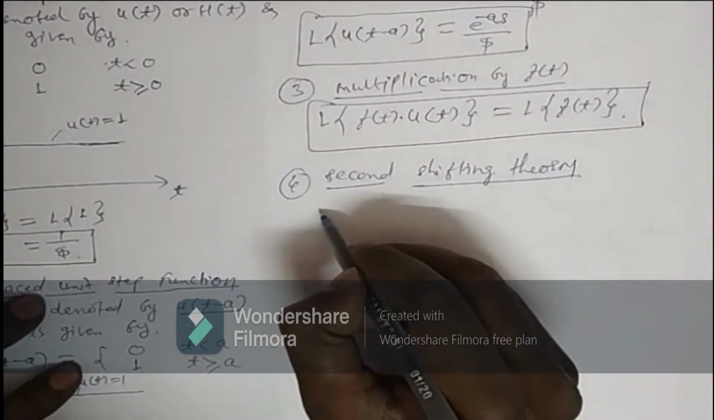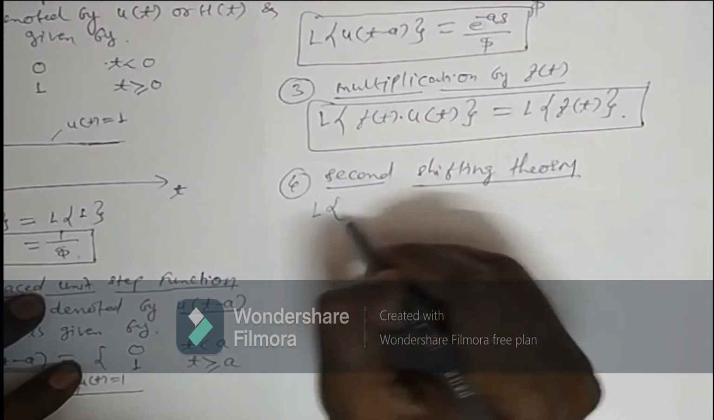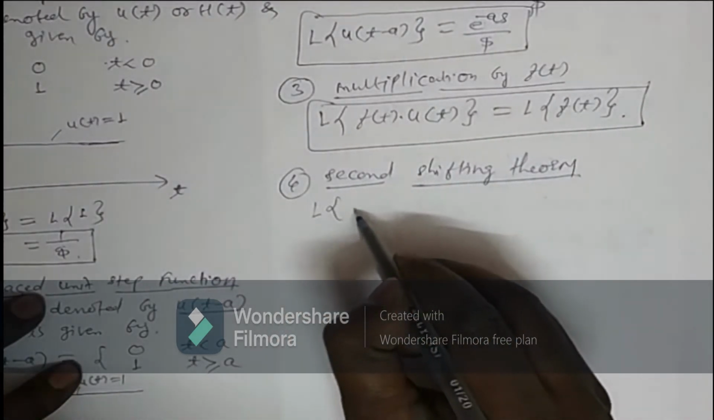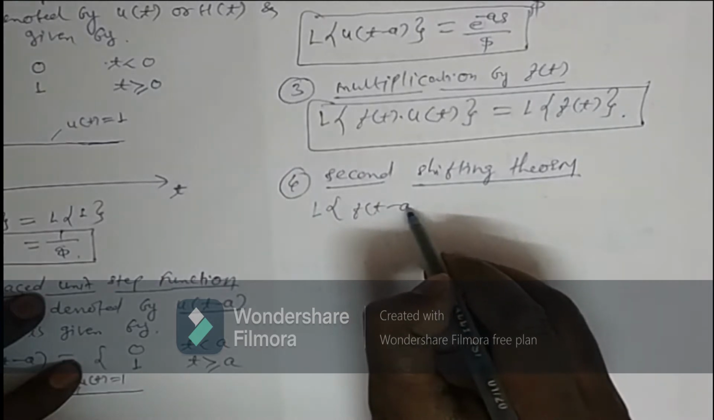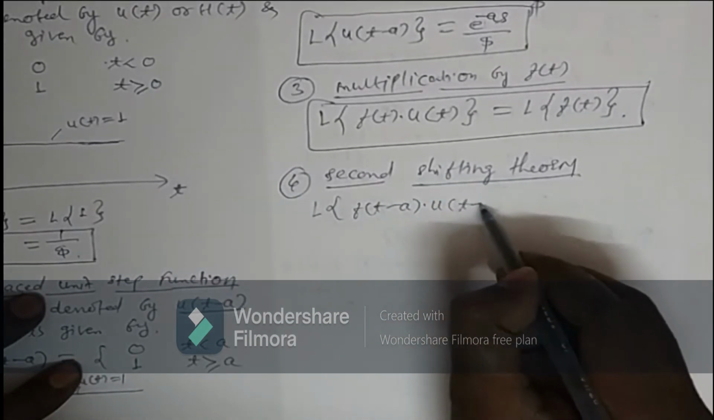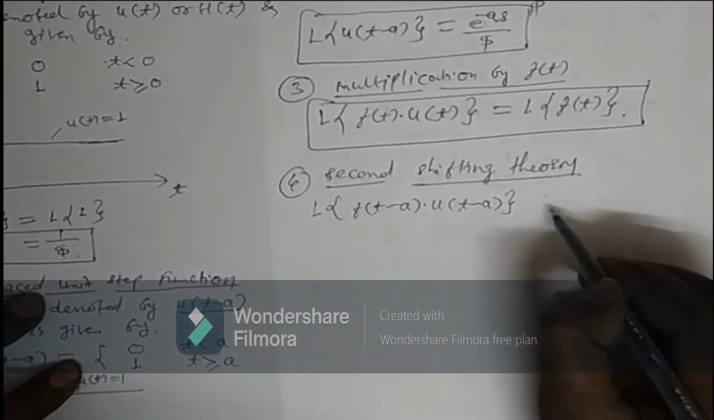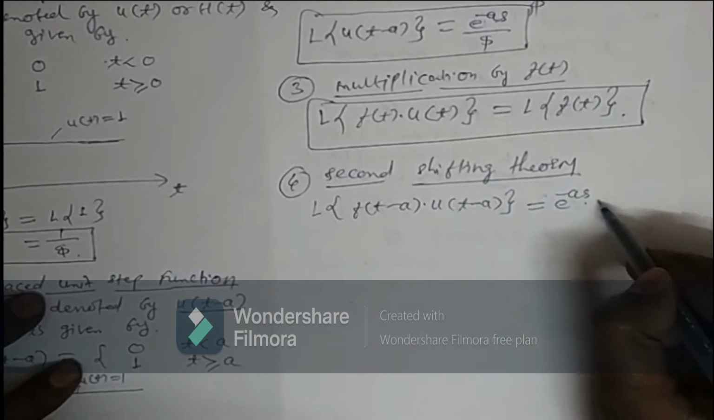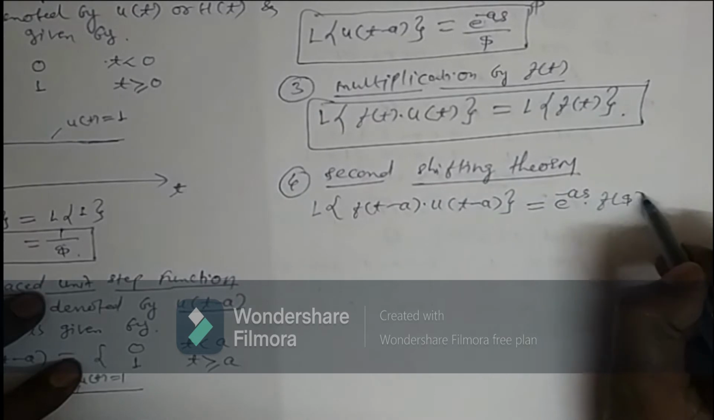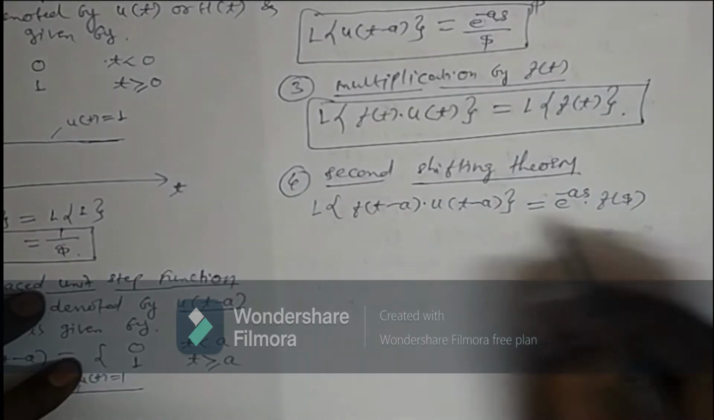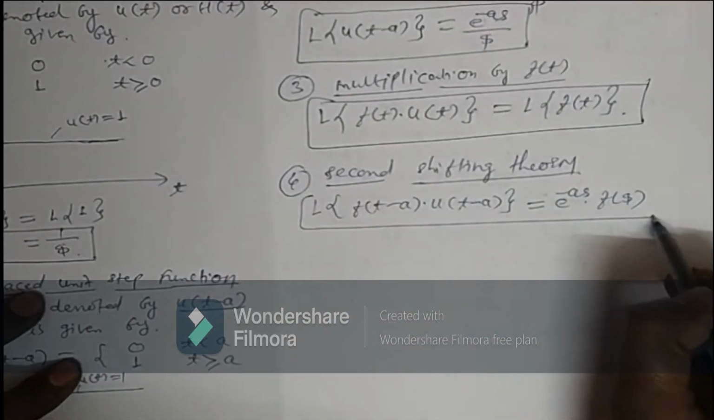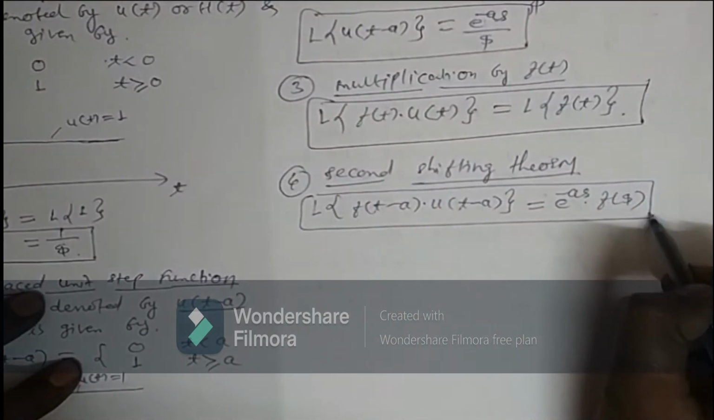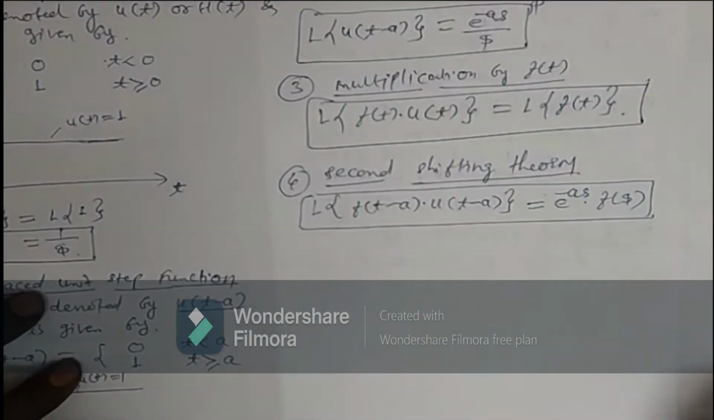Now, what is this second shifting theorem? Look at this. The Laplace transform of f of t minus a into u of t minus a is equal to e raised to minus as into f of s. So this we have to remember. This is the second shifting theorem. This is a very important point.